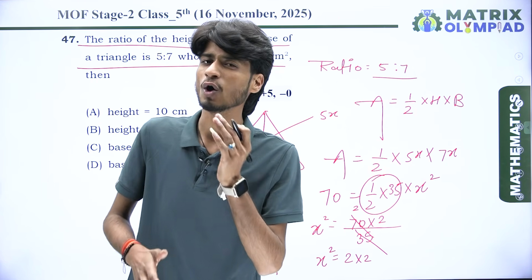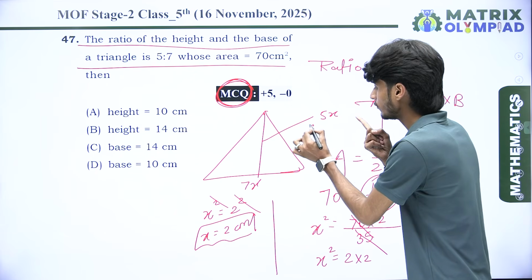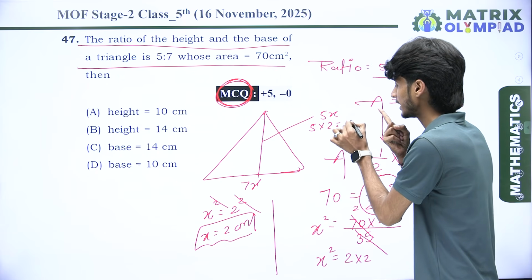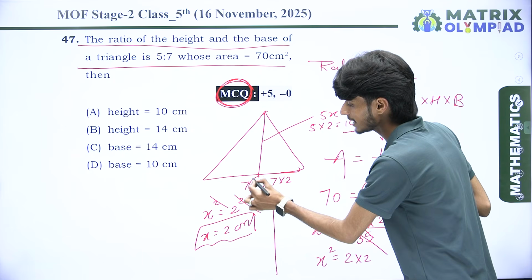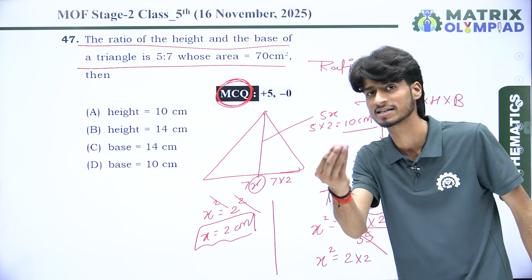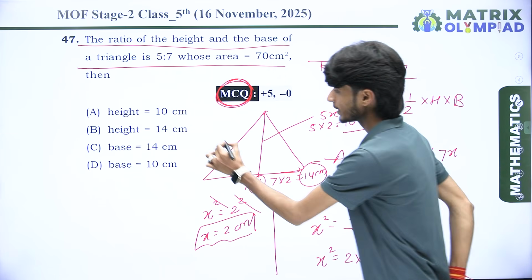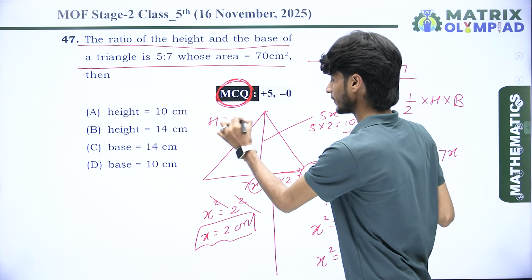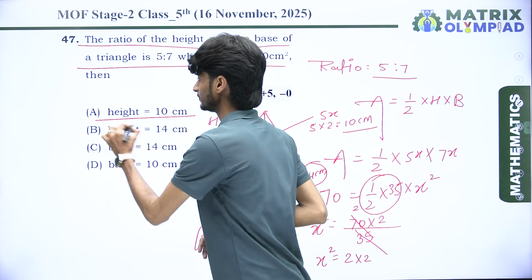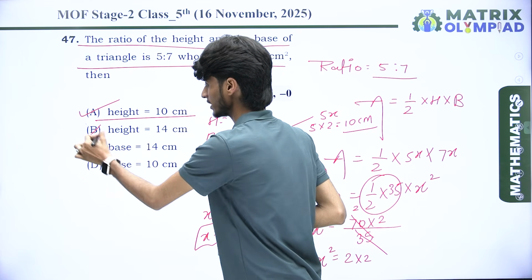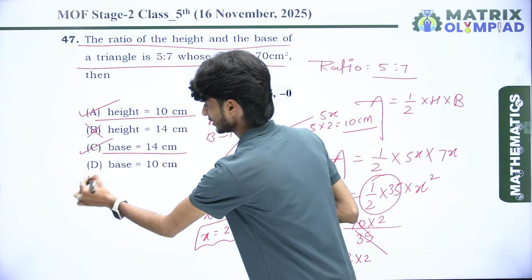And whenever you get x, then you find the actual measurement of height or base. So put the value of x. So 5 multiplied by 2, that means height is 10 centimeter. And 7 multiplied by 2, because here x is in the multiplication, and put the value of x as 2, then you get 14 centimeter. So height is equal to 10 and base is equal to 14. So let's see. Height 10, it is true. Height 14, no, it is false. Base 14, yes, it is true. Base 10, no, this is false.